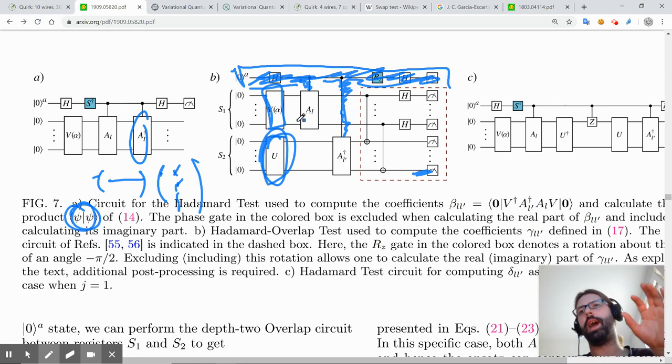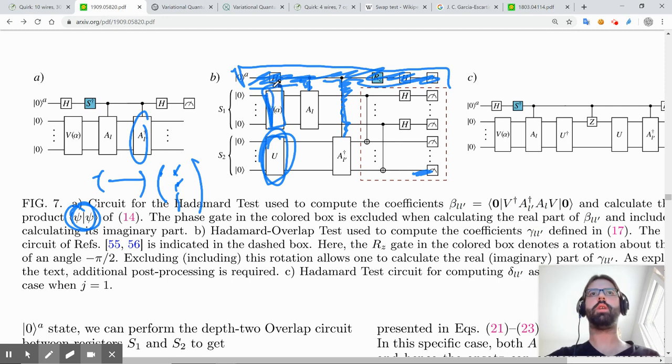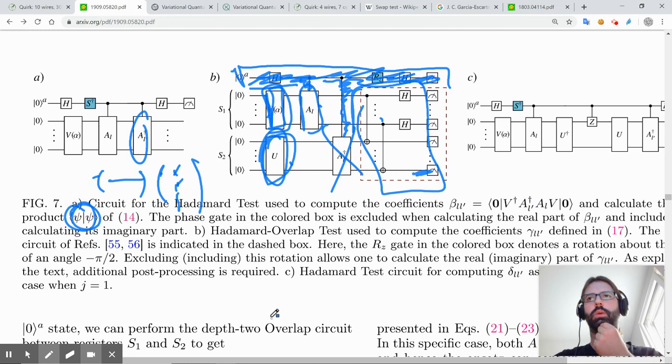I'll try it without these being variational. I'll try to have a system where I already have a solution, and try to come out with that solution and see if the overlap test would just be enough. Maybe that helps. Apply A, and then just do the overlap test. Just have these elements in here, see if that works.